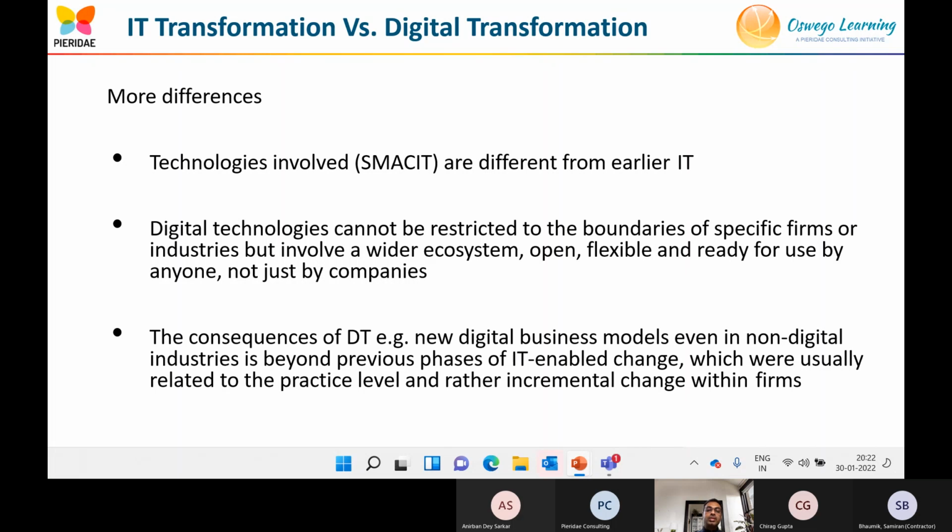Some other important differences. Mostly digital transformation will utilize digital technologies we call SMAC IT. SMAC IT is a pillar of digital transformation. What is SMAC IT? Any idea?